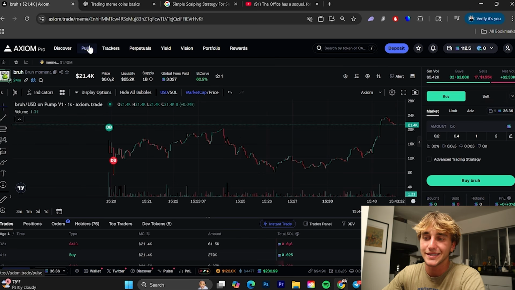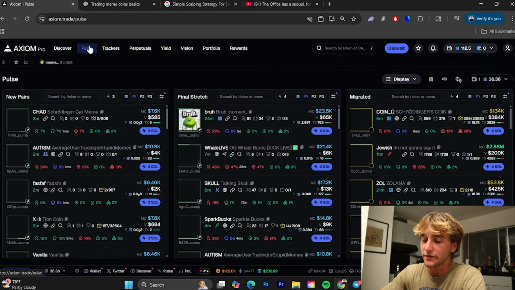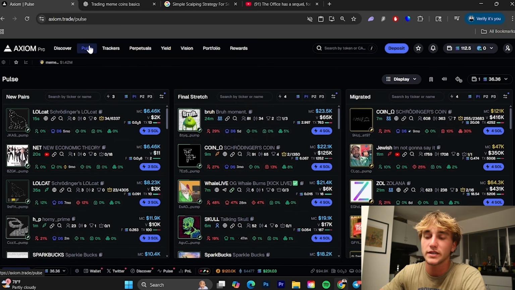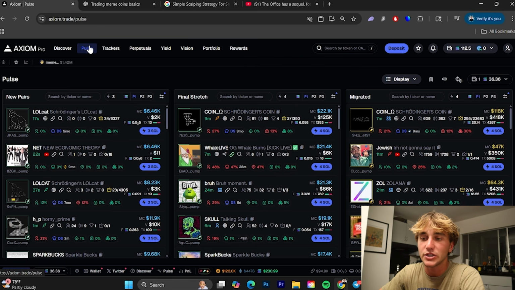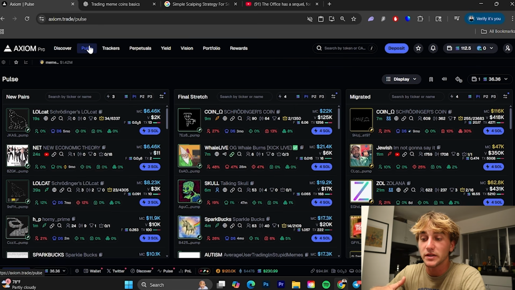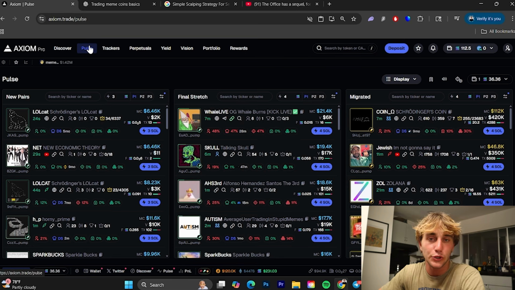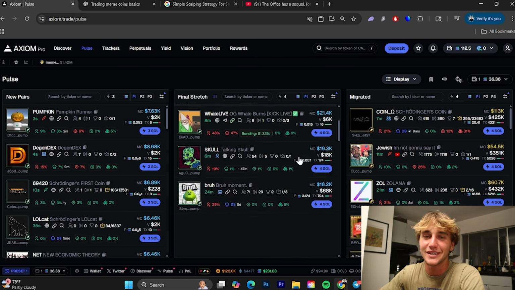Now, how do you know if a coin is good? Obviously this is very different for scalping, because a lot of the time I recommend checking if the coin is real, legit, and actually based. But with scalping, the cool thing is that you don't actually have to trade legit coins. You have to just be early and make sure that everyone else believes it's legit.